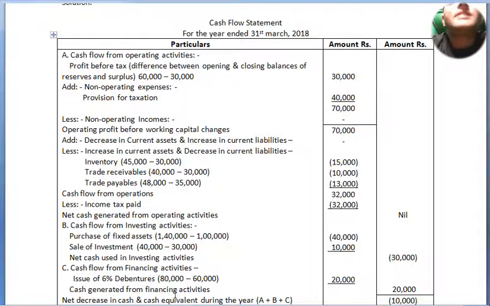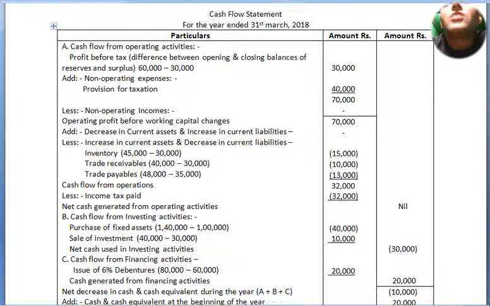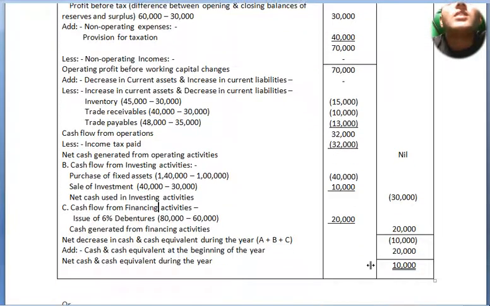Issue of 6% debentures. We have raised funds through the issue of debentures. Before it was 60, now it is 80, so 20,000 we have increased. So cash generated from financing activities, in the outer column, is 20,000. A, B, C, all we have to add. By doing plus and minus, we got 10,000 as a negative balance. That is the cash and cash equivalent during the year that we have generated.